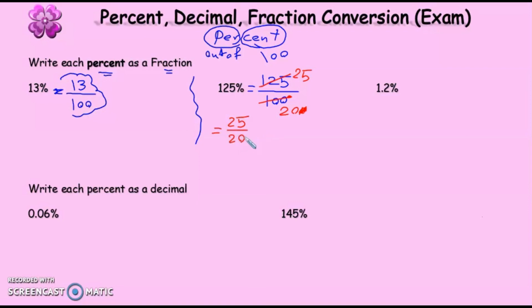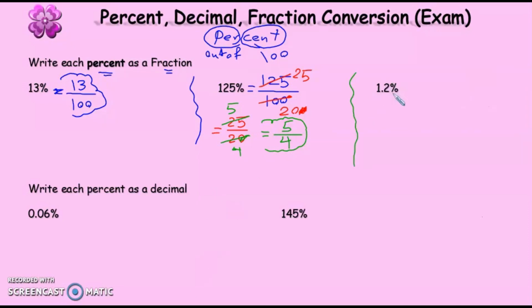Is it the final answer? No, because still you can reduce it. If you again reduce by 5, 25 by 5 would be 5, and 20 by 5 would be 4. Just write down your fraction is 5 over 4. Can I reduce this fraction? No. Therefore, the final answer is this.